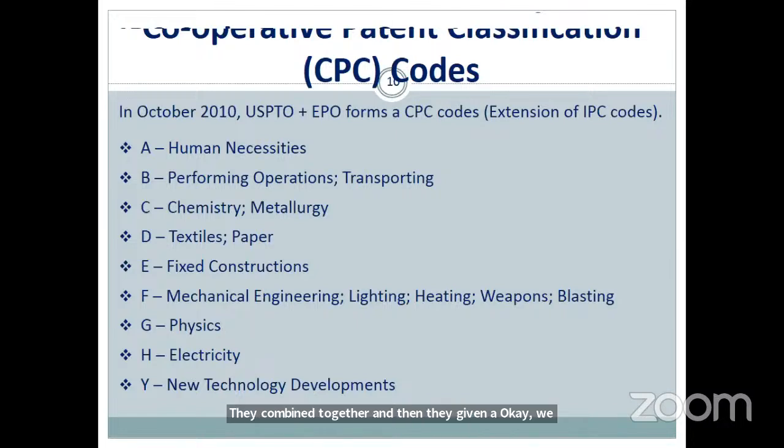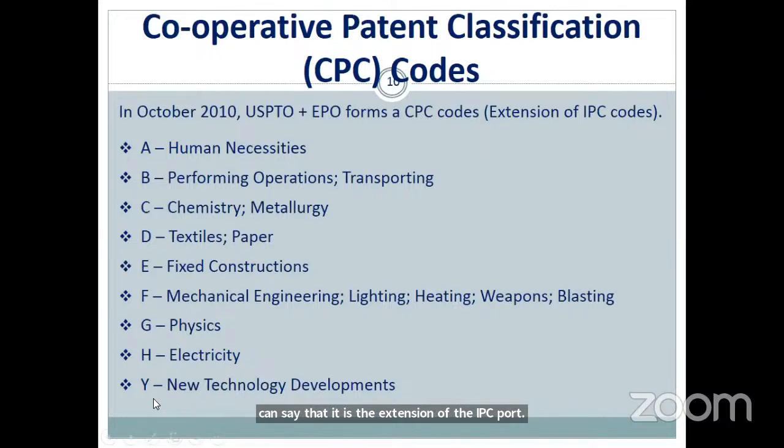All things are similar, except that they have added a new parameter, Y. So totally they have 9 parameters. Initially we had 8 in the IPC code, but the CPC code will have Y as well. Why? As new technology was emerging, they have given a new classification as Y. New technology development will come under this Y category.